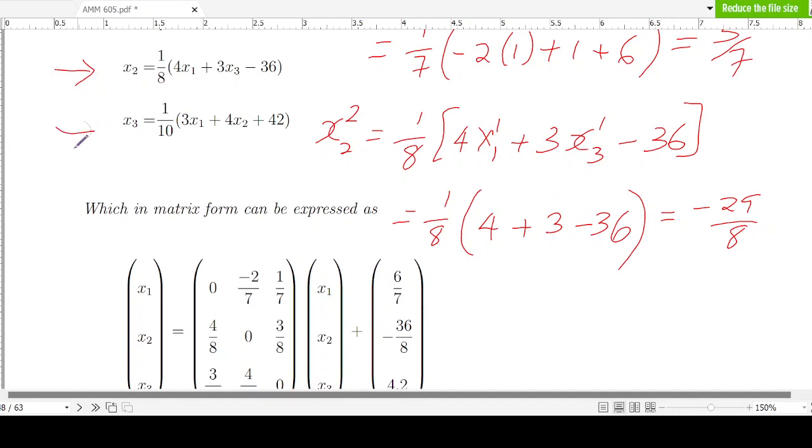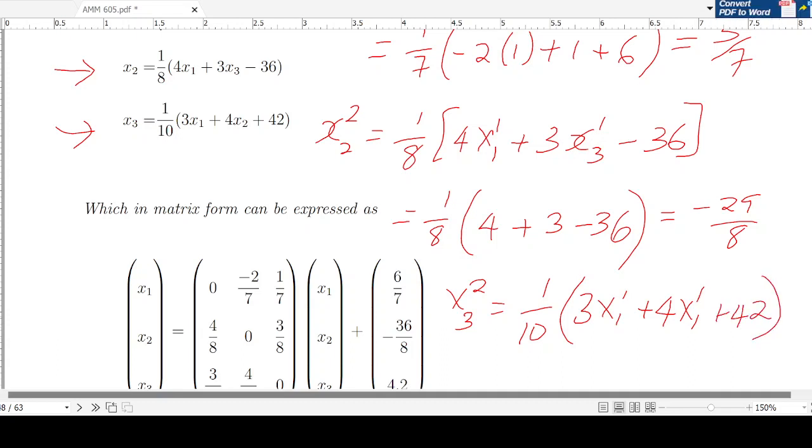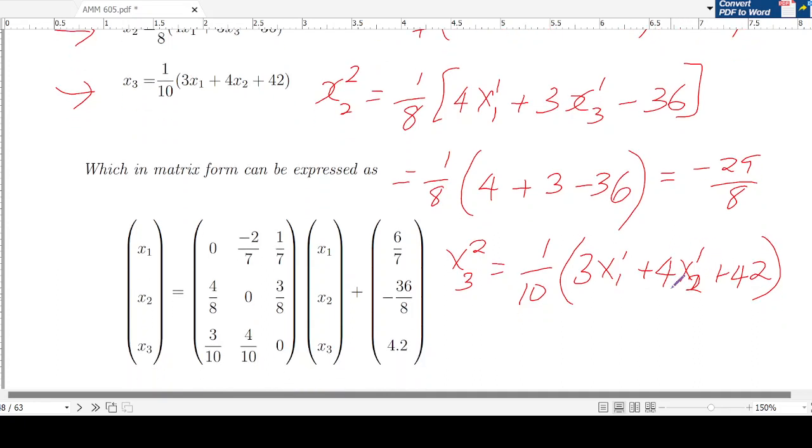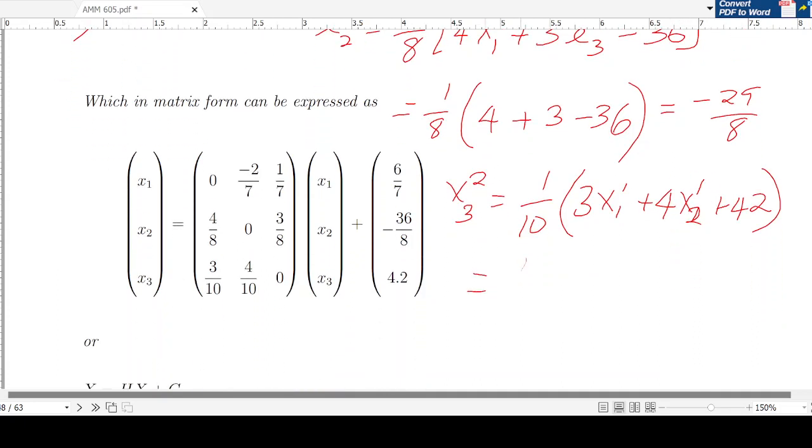From that equation here, we write x3^(2) equals 1 over 10 into 3 x1^(1) plus 4 x2^(1) plus 42. And this is x2, not x1. And x1^(1) was 1, x2^(1) was 1. So that we get 1 over 10 into 3 plus 4 plus 42.